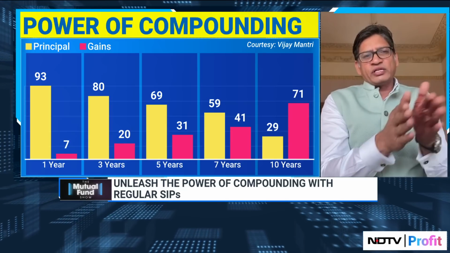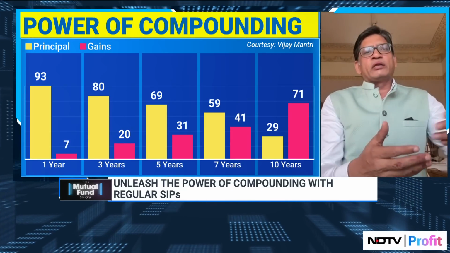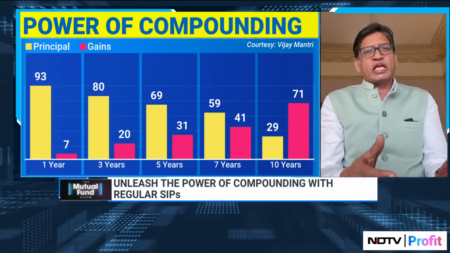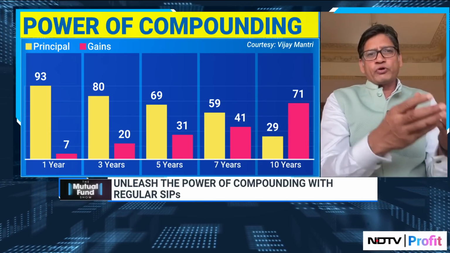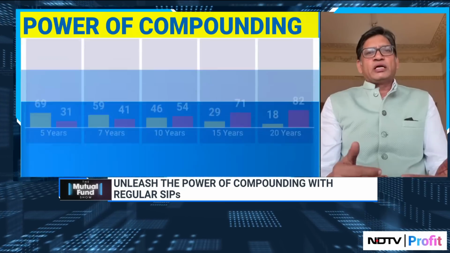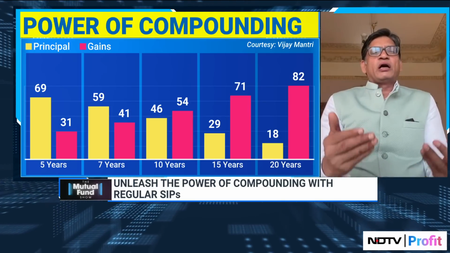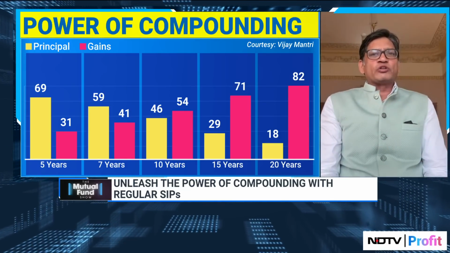In 1 year, 93:7 ratio. 3 year, 80% principal, 20% gain. Fifth year, 69% principal amount, 31% is the gain amount. Seventh year, 59% is the principal amount, 41% is the gain amount. The moment you cross 15 years plus, the gain becomes higher and higher. If you look at a 10-year period, and if you look at a 20-year period, in the 20-year period the gain becomes 82% of the portfolio.